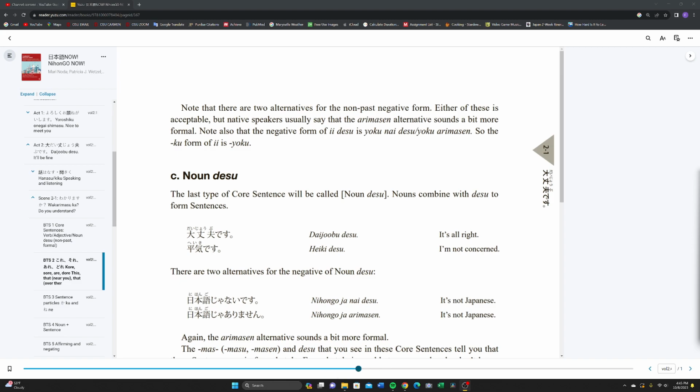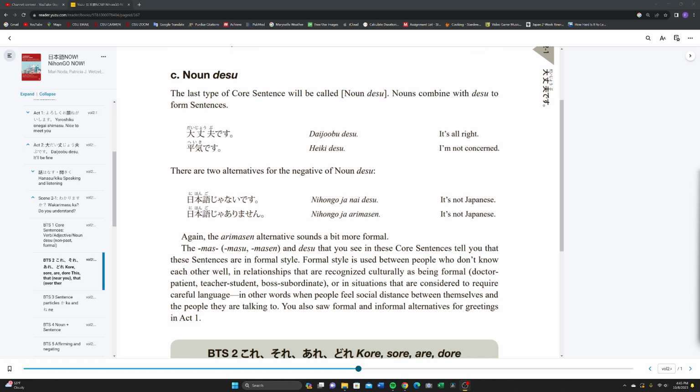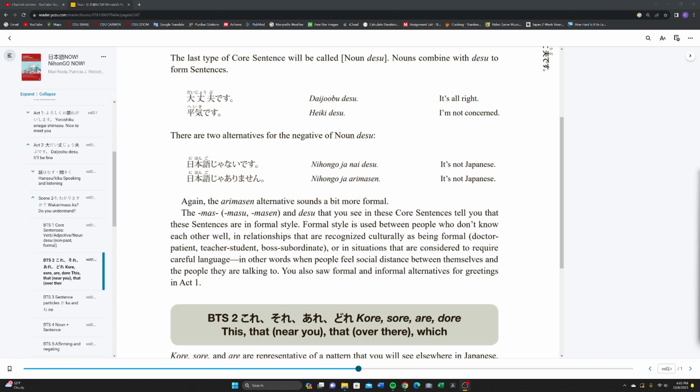Nouns. The last type of core sentence will be called noun plus desu. Nouns combine with desu to form sentences. For example, daijoubu desu, it's all right. Heiki desu, I'm not concerned. There are two alternatives for the negative of noun plus desu. Nihongo janai desu, it's not Japanese. Nihongo ja arimasen, it's not Japanese. Again, the arimasen alternative sounds a bit more formal.